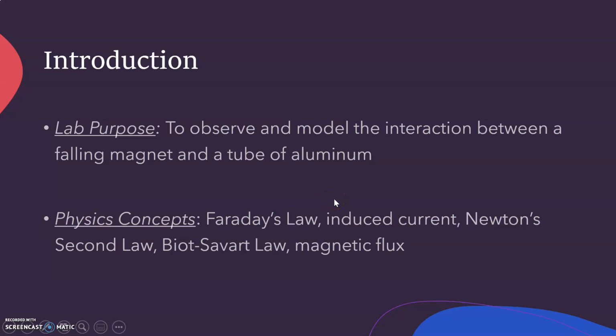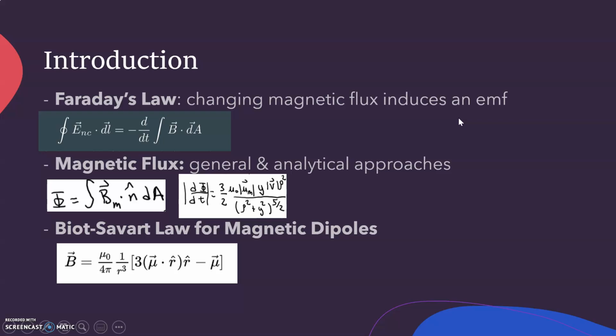The purpose of this lab was to observe and model the interaction between a falling magnet and a tube of aluminum. The main physics concepts were Faraday's law, induced current, Newton's second law, Biot-Savart law, and magnetic flux. More specifically, Faraday's law says that changing magnetic flux induces an EMF.